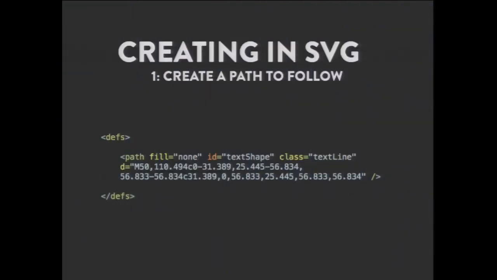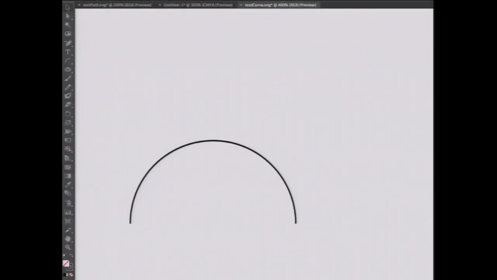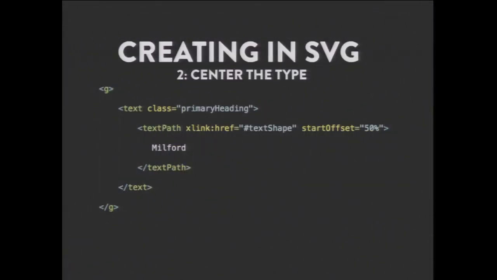How to create that in SVG? Once again, we use that def thing, which is pretty handy. And that path there is essentially this. I got a circle, I cut it in half, and then I exported the path. To actually have that text, I get to put the word in that I actually want. So it makes it a lot easier to work with.